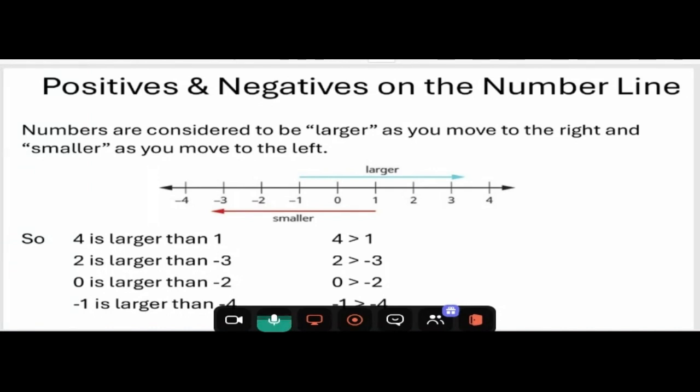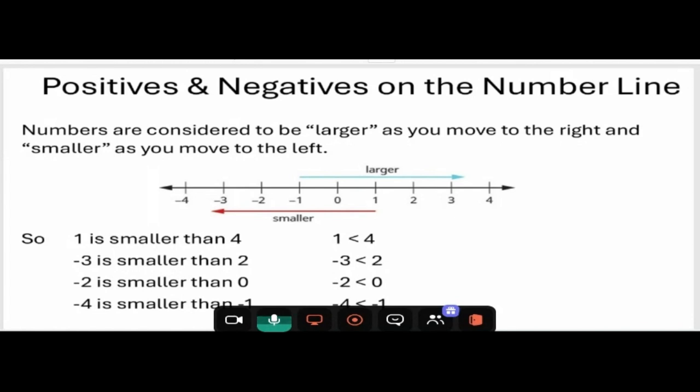We could also turn all those around. I just use the same numbers for simplicity. 1 is smaller than 4, because 1 is to the left of 4. Negative 3 is smaller than positive 2. There's negative 3, smaller than positive 2, because negative 3 is to the left, and so on. Negative 2 is smaller than 0. Negative 4 is smaller than negative 1. And of course, we normally would say less than, so 1 is less than 4. Negative 2 is less than 0, and so on.